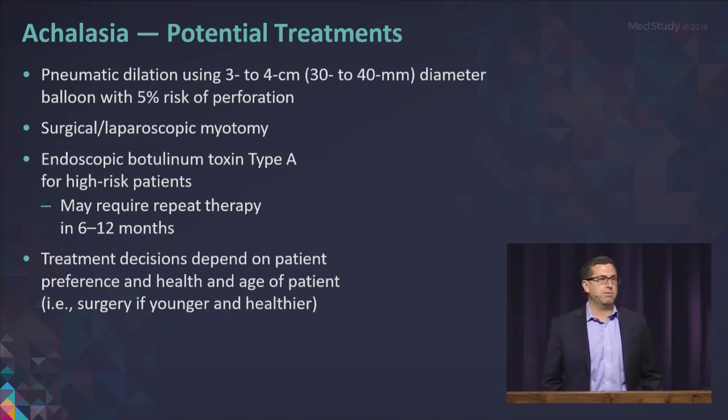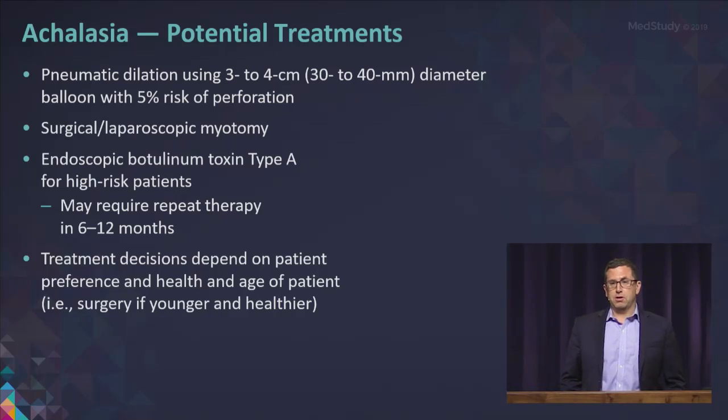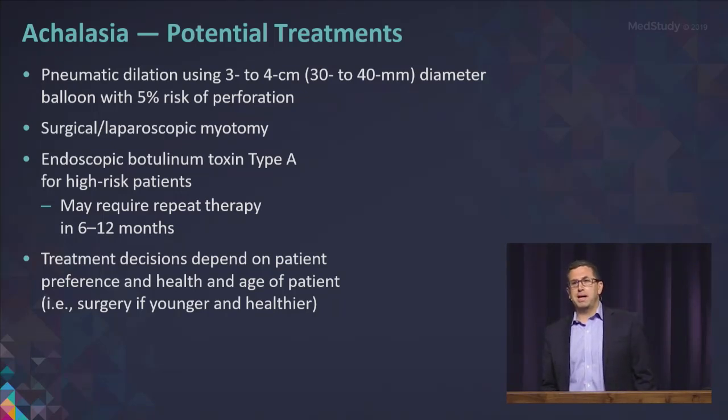So treatments for achalasia involve pneumatic balloon dilation, usually to pretty high levels, up to 3 or 4 centimeters. There's about a 5% risk of perforation with that. You could also do a surgical myotomy. And then there's endoscopic Botox for higher risk patients where you may not want to do invasive things like surgery or balloon dilation.